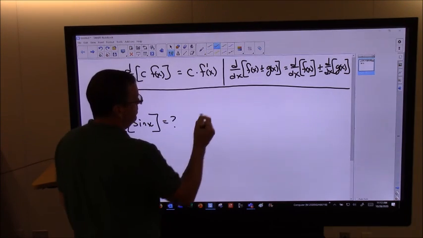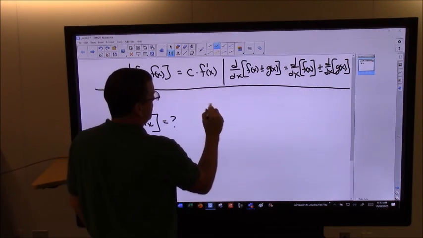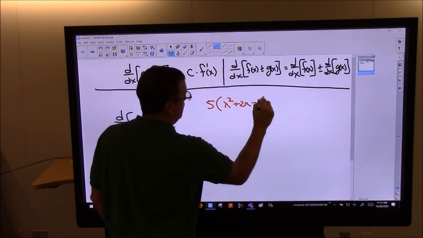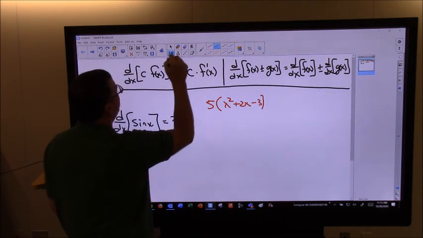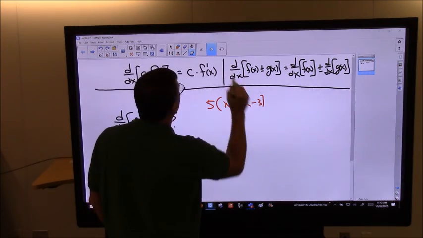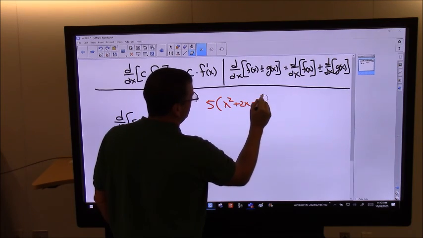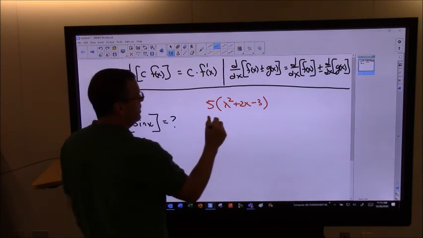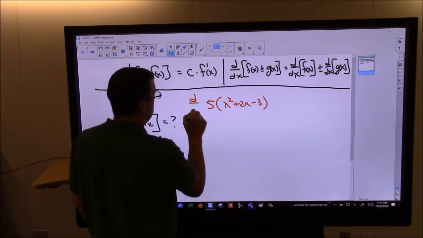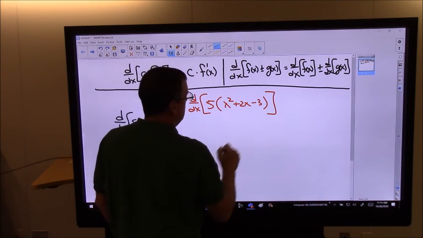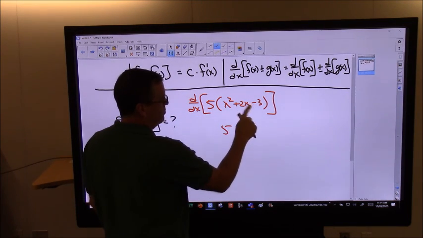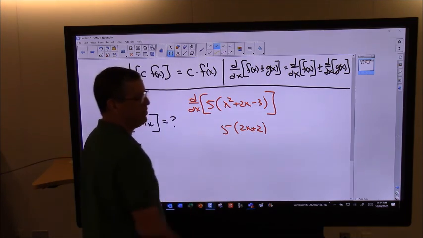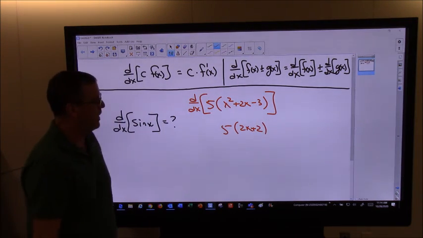What it means is this: if I had something like 5 times (x squared plus 2x minus 3), and I want to take the derivative, the derivative is really just going to be 5 times the derivative of this thing, 2x plus 2. And so then distribute your 5 and you get 10x minus 2.